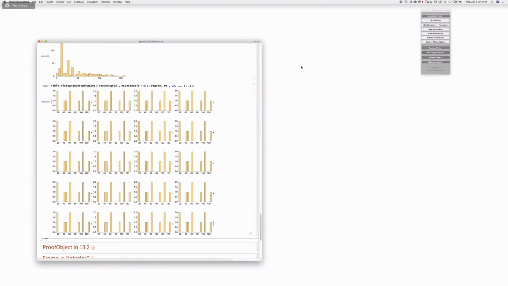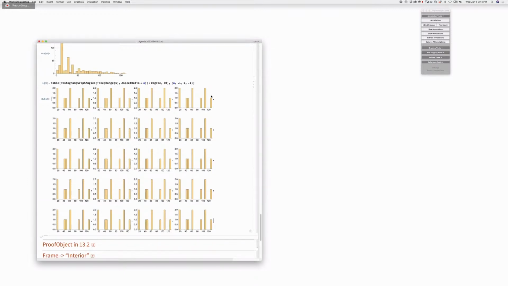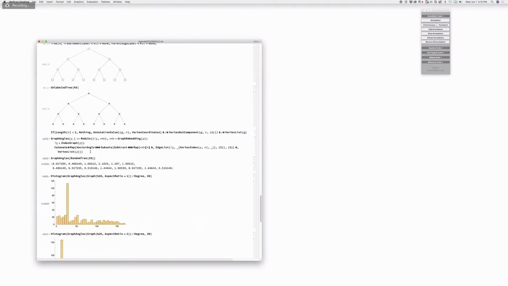Oh yeah, I'd forgotten vector angle, which is the obvious thing to use here. Nick, what did you do here? Let's just take a look at what you did. For each vertex out component, I compute subsets of edges and make vectors, and for each pair of vectors, I just compute an angle between them.